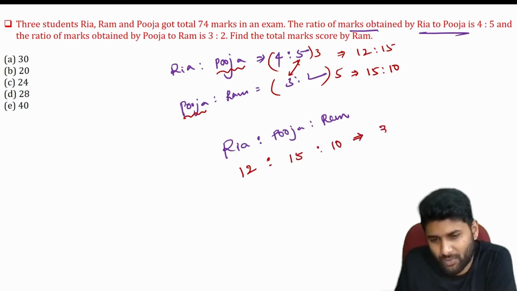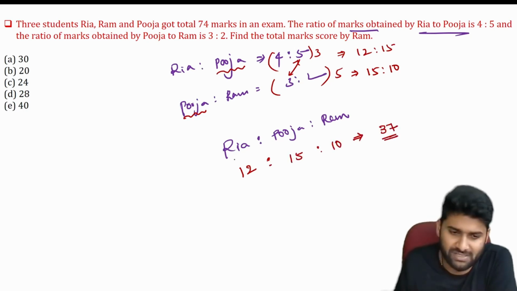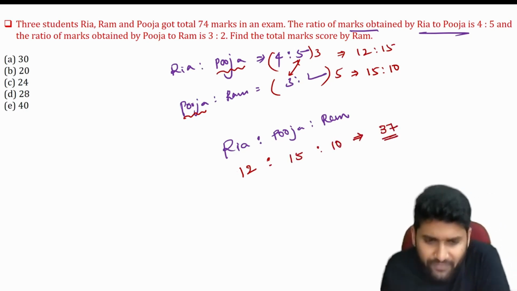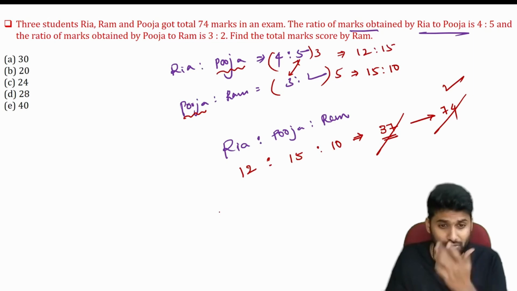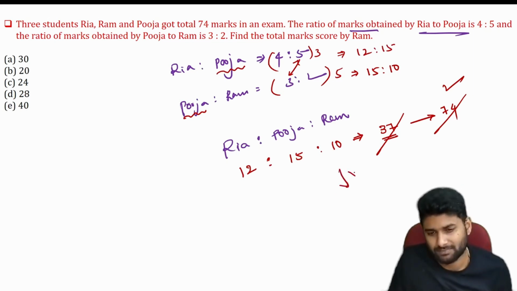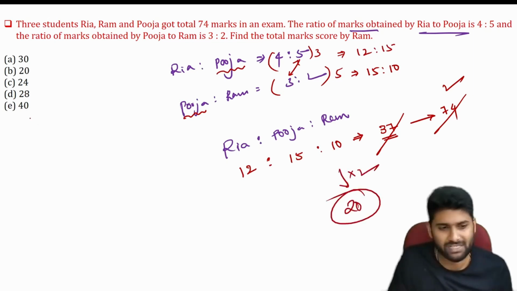Now you should understand this point. Ria got 12, Pooja got 15, Ram got 10, which totals 37. According to the question, the total number of marks is exactly equal to 74, so each unit is equal to 2. Now how many marks were got by Ram? So Ram will get how many marks? 20 marks.